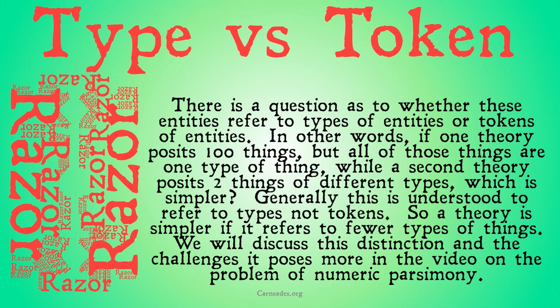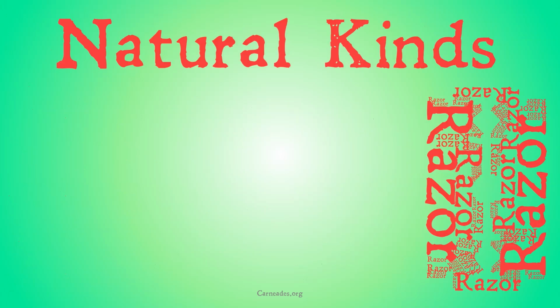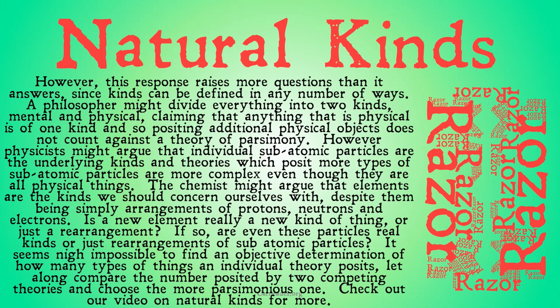We're going to discuss this distinction and the challenges it poses more in the video on the problem of numeric parsimony. So check out that for more information when we get to it, but you can also check out our video on the type versus token distinction if that distinction isn't clear here. However, this response raises more questions than it answers, since kinds can be defined in any number of ways.